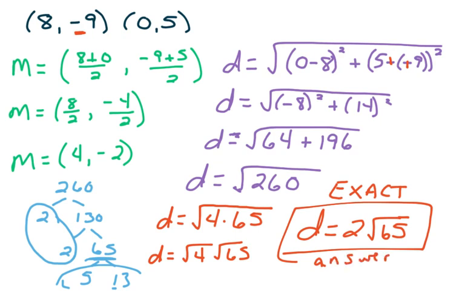If I wanted a decimal approximation, you wouldn't have had to do that work. Once you got to the square root of 260, you would plug that into your calculator and get a decimal approximation. But I'm requesting exact answers for all of these so that you practice simplifying your radicals a little bit more.